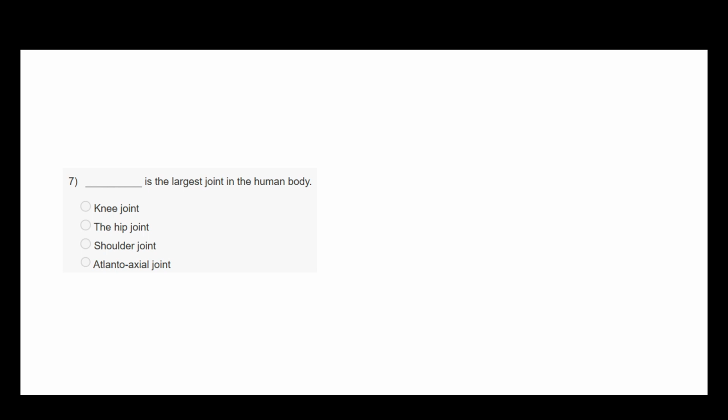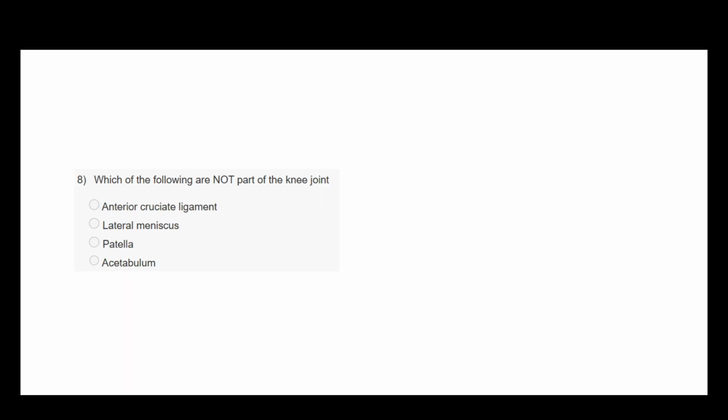Dash is the largest joint in the human body. Knee joint, hip joint, shoulder joint, atlantoaxial joint. Answer is knee joint. Which of the following is not part of the knee joint? Anterior cruciate ligament, lateral meniscus, patella, acetabulum. Anterior cruciate ligament holds the tibia to the femur. Lateral meniscus is also responsible for stabilizing that portion. Patella is basically the kneecap. So the answer is acetabulum, which forms the socket for the hip joint.